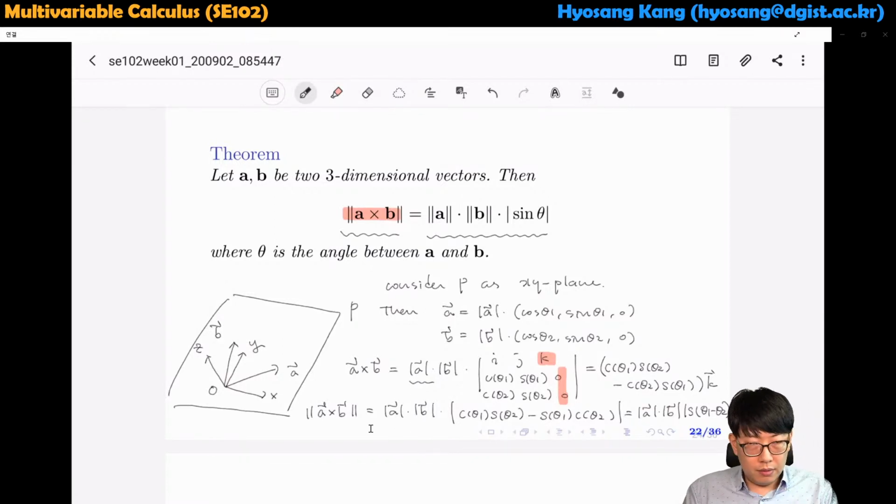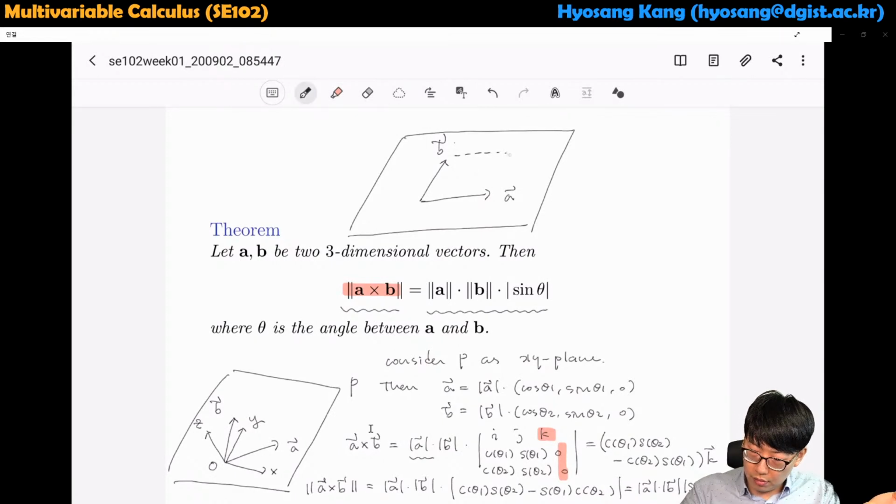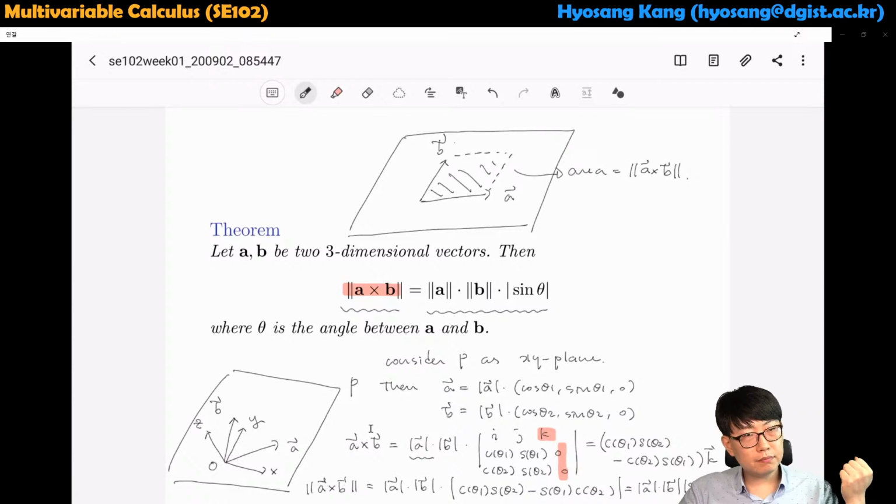And there's a geometric meaning of this cross product from this theorem. Whenever you have two vectors A and B, and you consider them as three-dimensional vectors lying on a two-dimensional plane, you can take the parallelogram whose two sides are A and B, and the area of this parallelogram is the norm of the cross product A times B. Because on the right hand side, you have the length of A and the length of B times sine theta, so you get the height of this parallelogram, right?